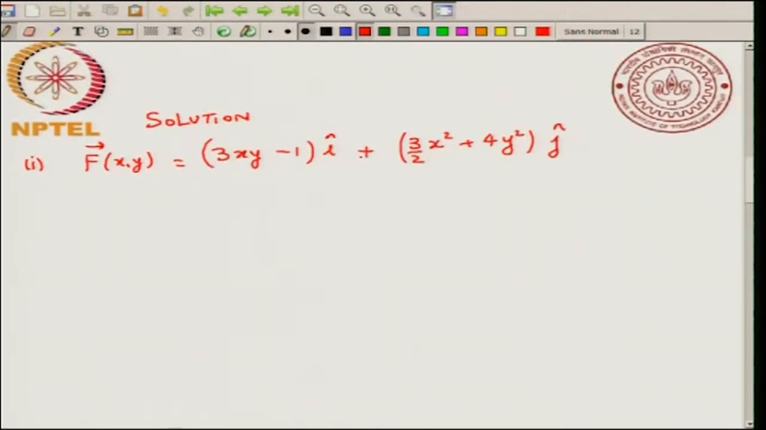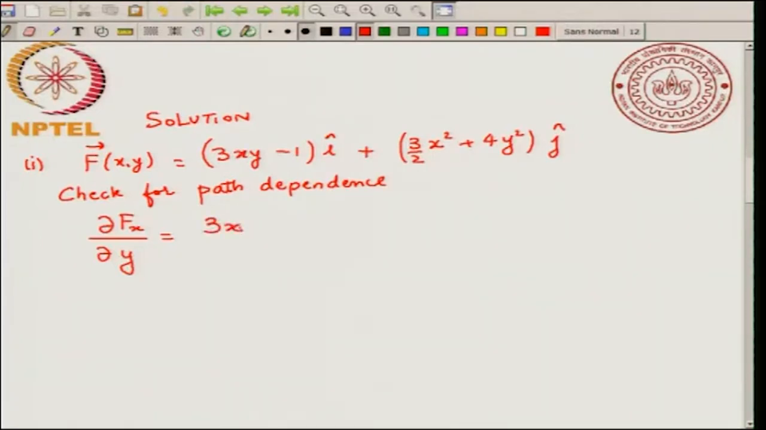Now, the first thing you can do is to check for path independence. To do that, you take the derivative of the x component of the force with respect to y. So, dou F x by dou y: the x component of the force is 3xy minus 1, so the derivative with respect to y will just be 3x. Then you take the derivative of the y component of the force with respect to x, and again you get 3x. Since both these are equal, you conclude that this is path independent.